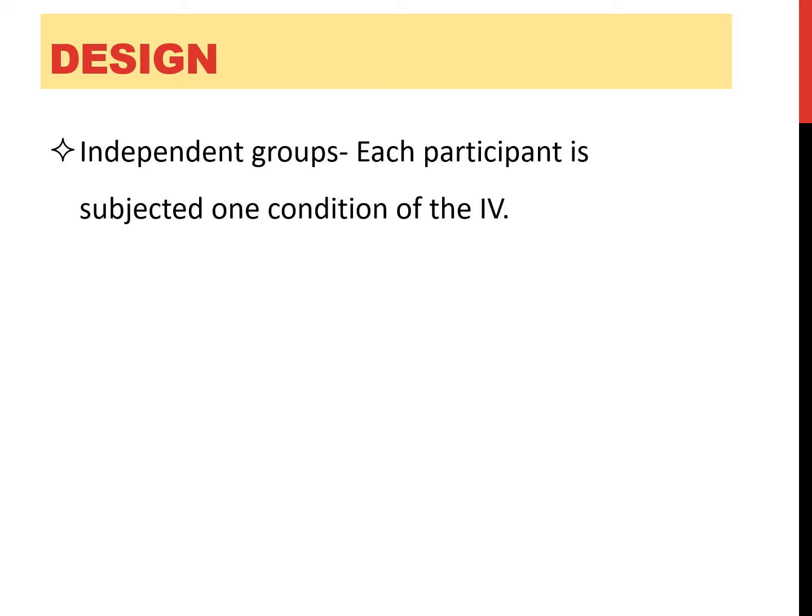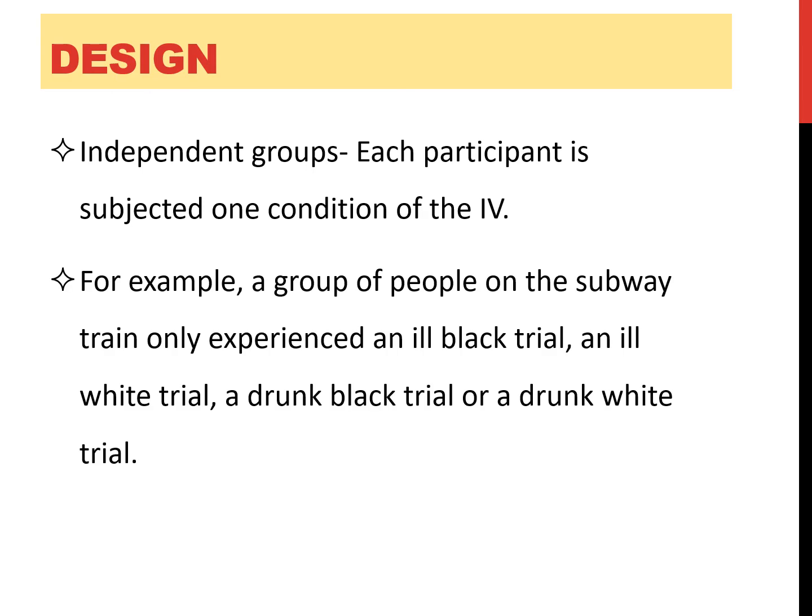So we're looking at the experimental design for the study. The experimental design is an independent group, meaning that I'm pretty sure you know what it means. It means that a participant is only subjected to one condition of the IV only. For example, if Yara is ill, she only meets the ill one. If Ara is drunk, she only meets the drunk one. So it's just supposed to be one participant, one condition of the IV.